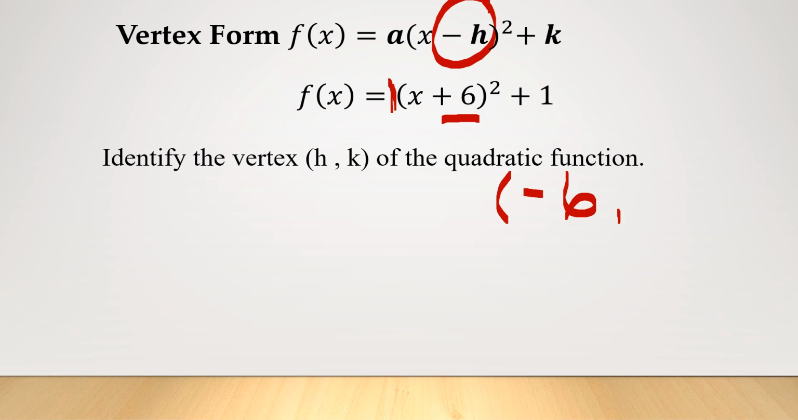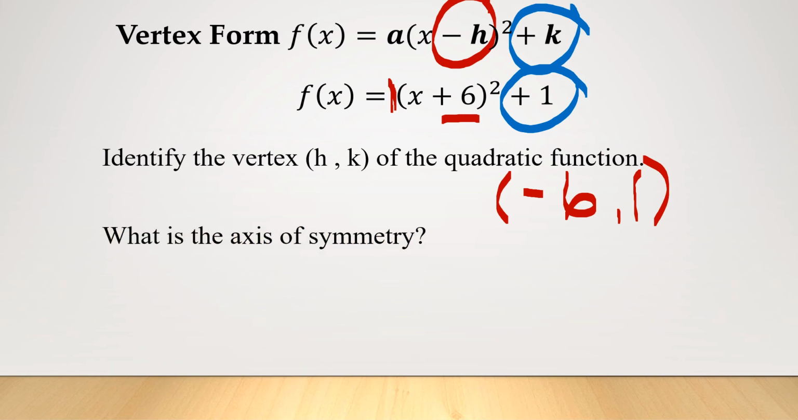On the outside here again, we see our k, which is plus k. And down here we still see a plus 1. And since my operation is still plus, then my k coordinate or my y coordinate is going to be 1. So the vertex of this parabola is -6, 1.